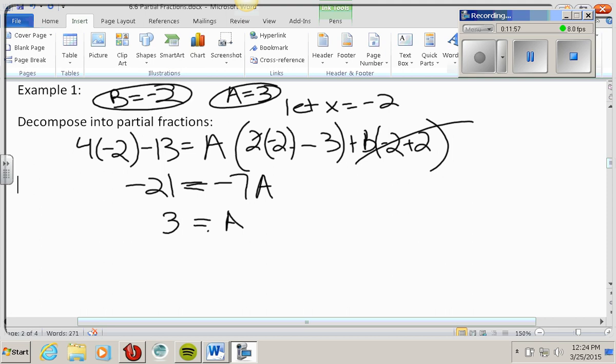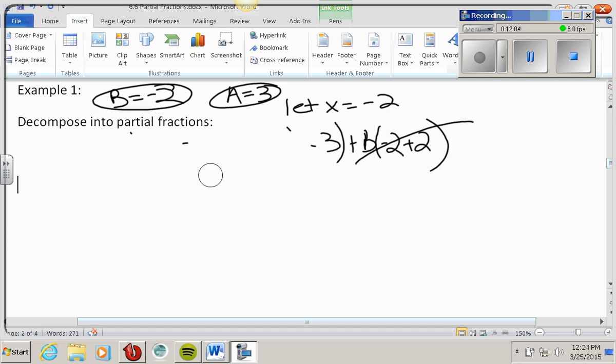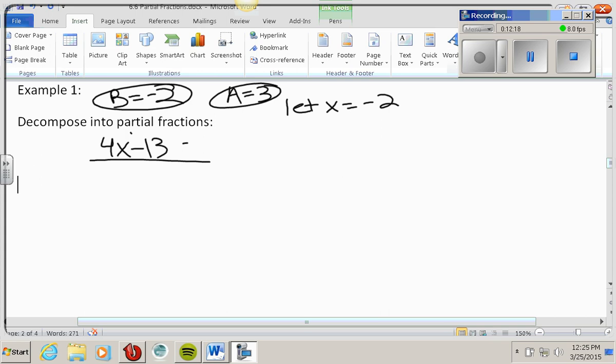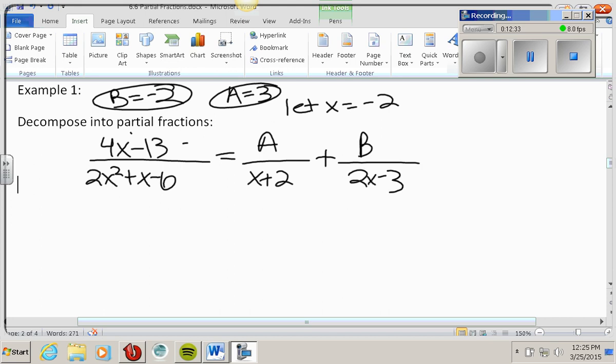So now that we have our a and b, I'm going to erase. We can go back to the original equations and substitute in for a and b. So we had a over x plus 2. This should be at the top of your sheets. Substitute in.